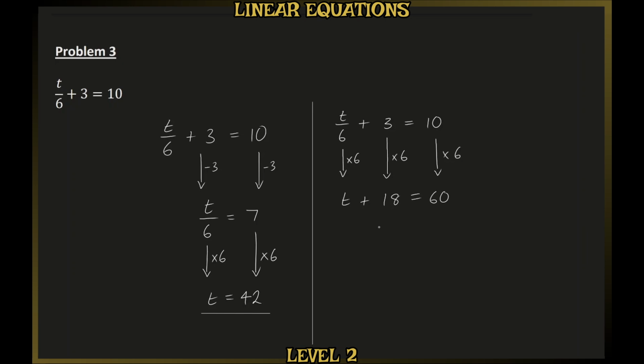Now we just need to remove the plus 18, and the inverse of plus 18 is minus 18. If we do that to both sides, 18 minus 18 is 0, so on the left we have t, and on the right, 60 minus 18 is 42, which is our final answer.